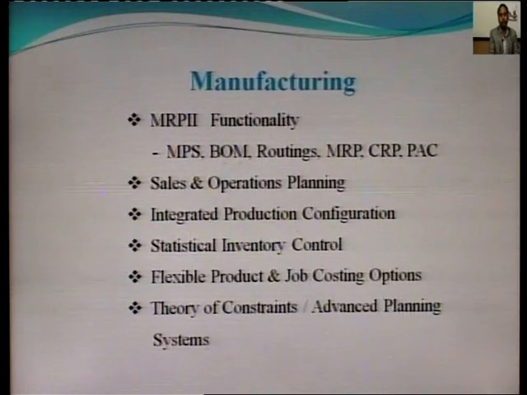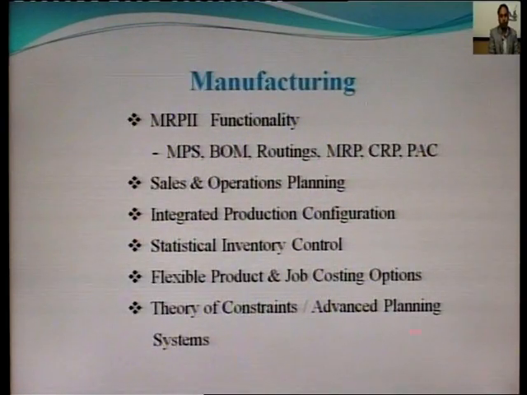The next department is manufacturing. Manufacturing includes MRP2. In MRP2, MPS, BOM, that is bill of material, routing, MRP, that is material requirement planning, CRP, PAC is also provided. Sales and operational planning. Manufacturing is responsible for sales and operational planning, because if there is no manufacturing, then there is no sales, and operations are the operations of manufacturing. Integrated product configuration.